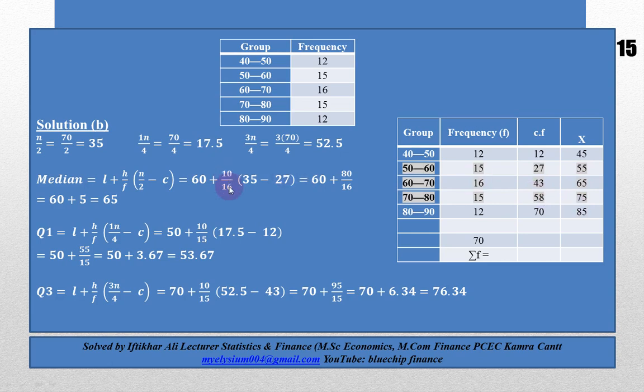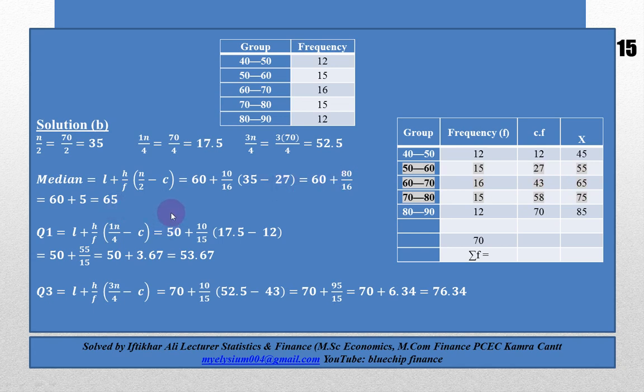f is 16, in front of this class, f is 16. n by 2, as we calculated earlier, 70 by 2 equals 35. And c is the cumulative frequency prior to the median class, and that is 27. And the answer will be 65.